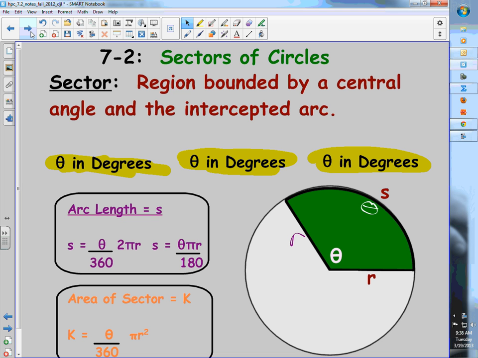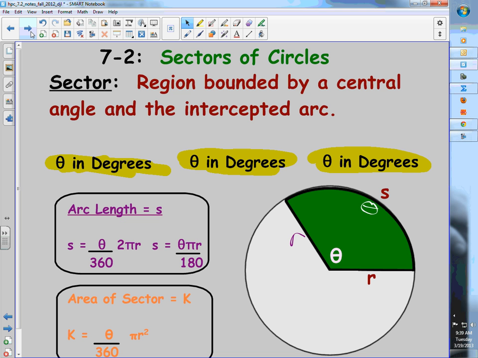You have arc length, two formulas. They're really the same formula reduced. So S is equal to theta over 360. It's a fraction of the circumference, 2 pi r. So theta over 360 times 2 times pi times r, or pi times diameter. If you reduce the 2 pi r with the 360, the 2 and the 360 would give you theta pi r over 180. It's the same formula. I don't really care what you use.